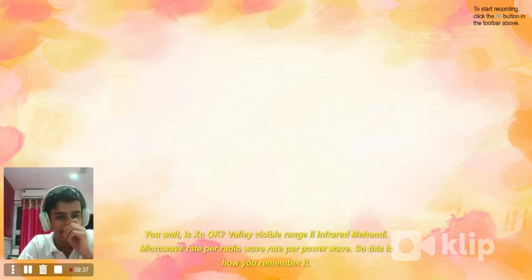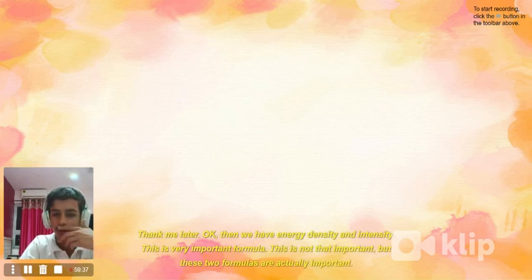Thank me later. Okay. Then we have energy density and intensity. This is a very important formula. This one is not that important, but these two formulas are actually important. This is the energy density given by the electric field, and this is what is given by the magnetic field. So B and E.